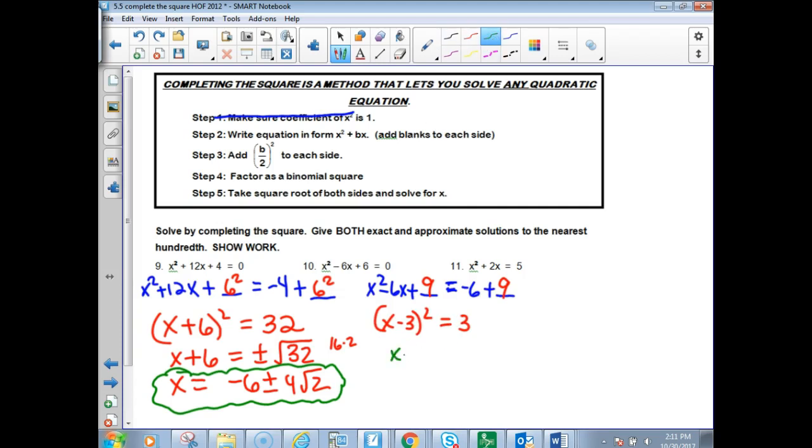We're going to take the square root of both sides. So we got plus or minus the square root of 3. Then we'll add 3. 3 plus or minus the square root of 3.